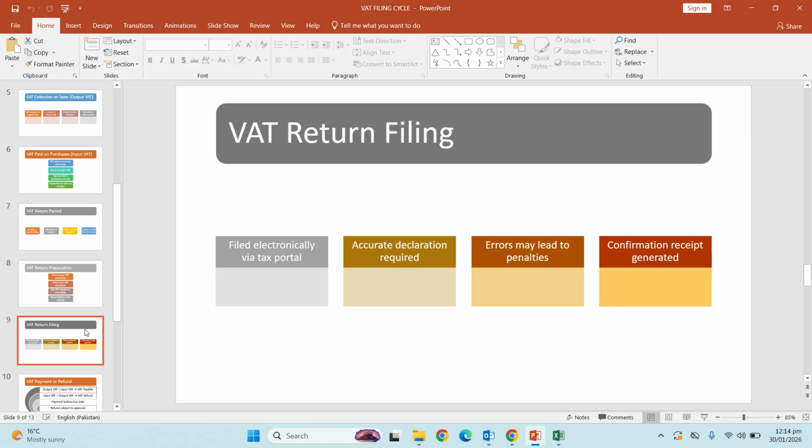So here is the VAT return filing. VAT returns are usually filed electronically through the tax authority online portal. Businesses must ensure that all figures declared are accurate, as errors or omissions may result in penalties or audit.